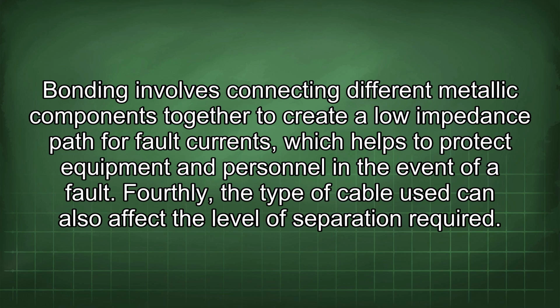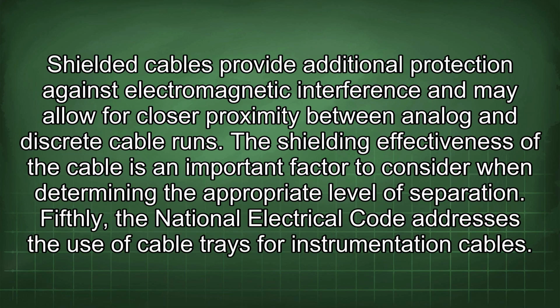Fourthly, the type of cable used can also affect the level of separation required. Shielded cables provide additional protection against electromagnetic interference and may allow for closer proximity between analog and discrete cable runs. The shielding effectiveness of the cable is an important factor to consider when determining the appropriate level of separation.